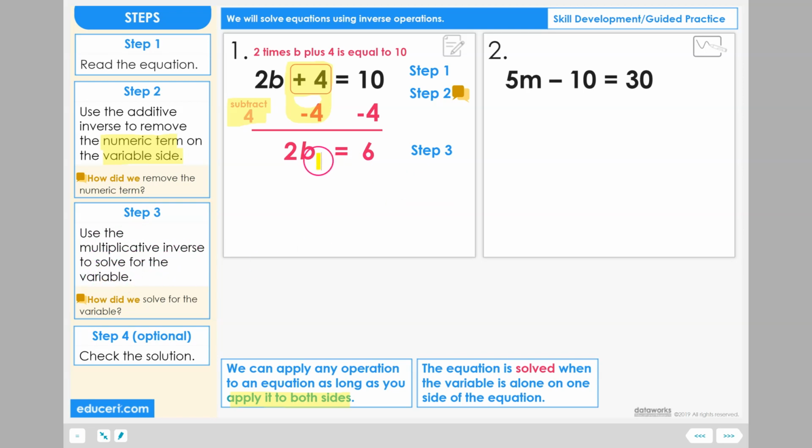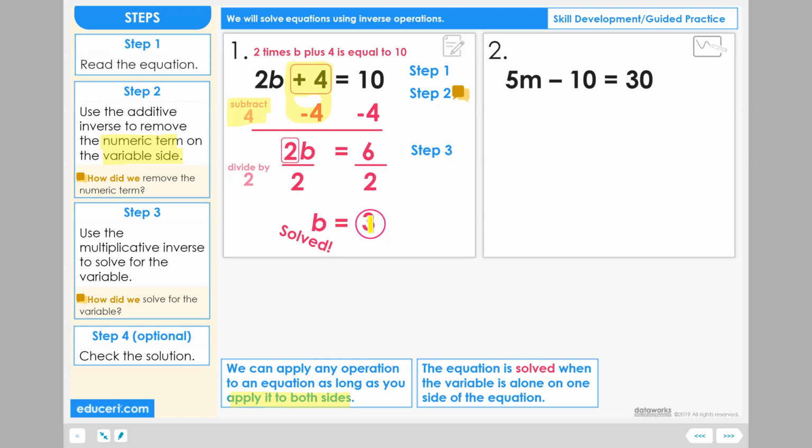It's our final step. To get the variable b alone on the side, I need to turn the coefficient of 2 into a coefficient of 1. That means I need to divide both sides by 2. 2b divided by 2 equals b. And on the other side, we have 6 divided by 2, which is equal to 3. And we now have solved our equation.